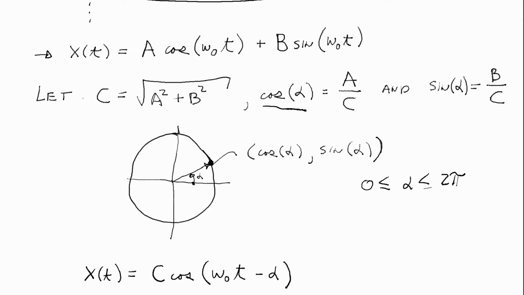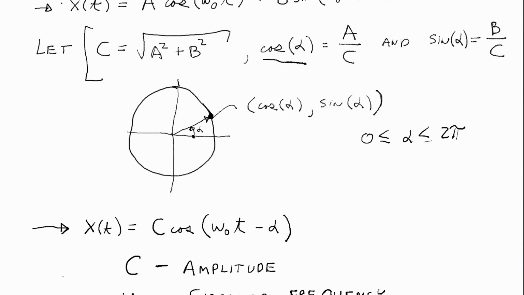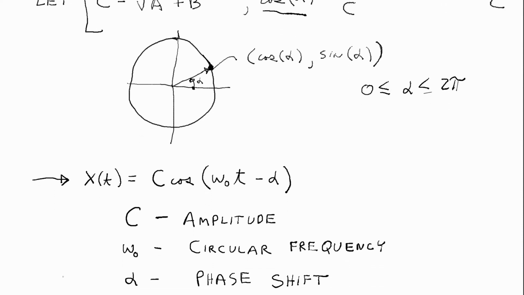Well, if you make these substitutions here and use the properties of trigonometry, you can rewrite our solution in this nice form, that x of t is actually c times the cosine of omega 0 t minus alpha. And this should look familiar from trigonometry, essentially, that c is the amplitude of this function, omega 0 is the circular frequency, and alpha is the phase shift.